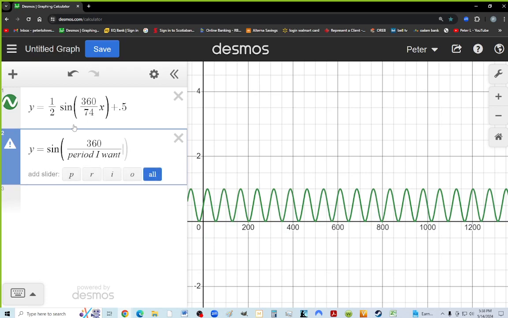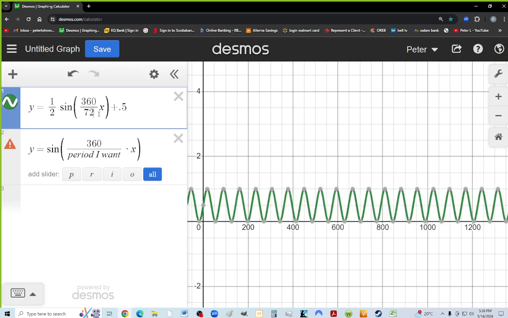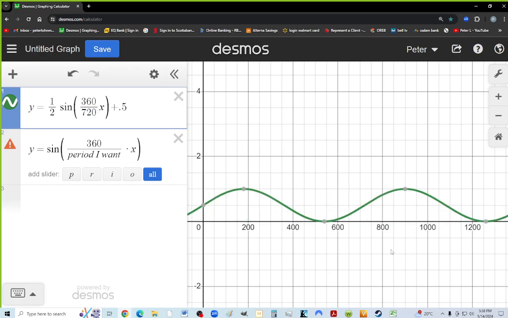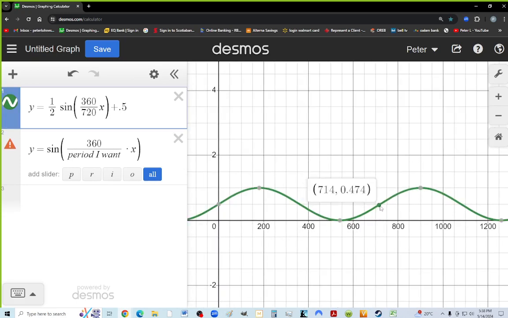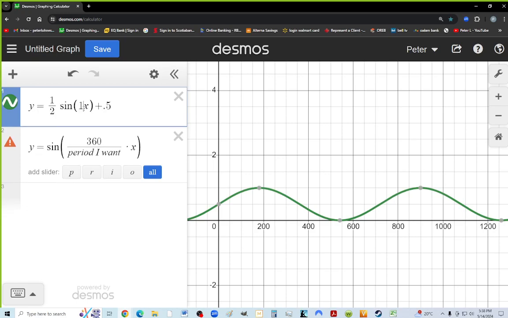So that would work with anything? 720? It'll work with anything. Yeah, sure it will, because the 360 turns it into 1 and the 720 turns it into 720. Oh, so that could be in my equation? Sure. But of course your teacher wouldn't want to see it like this because it's not a simplified fraction. 360 goes into 360 once and it goes into 720 twice.